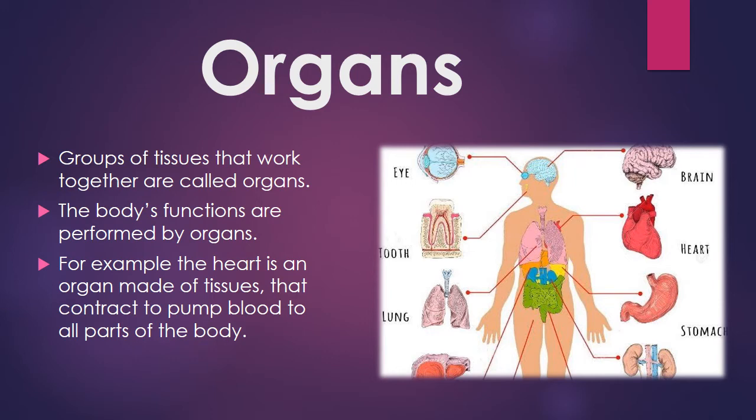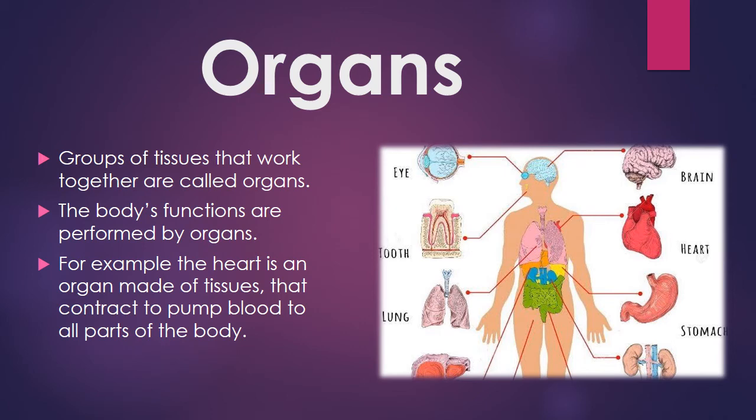So there are some organs that are present in the body, like you have eyes. Eyes help you in seeing, so eyes are an organ. Your teeth help you to grind the food, to cut the food, so these are your organs. Your lungs help you in breathing, so your lungs are an organ. Your brain helps you in thinking, so the brain is also an organ. The heart contains the tissues that contract and relax to pump blood to all parts of the body. The heart is also an organ. The stomach helps in the digestion of food, so the stomach is also an organ.